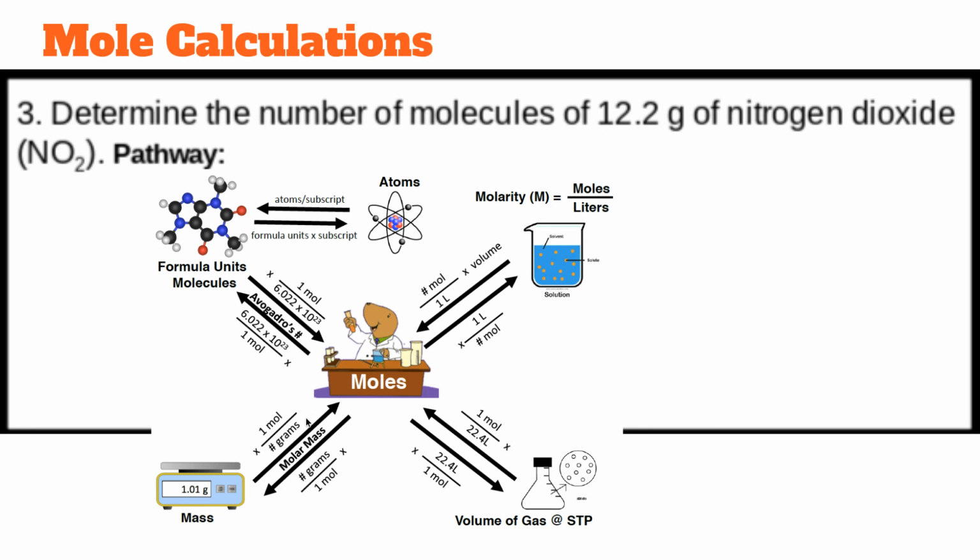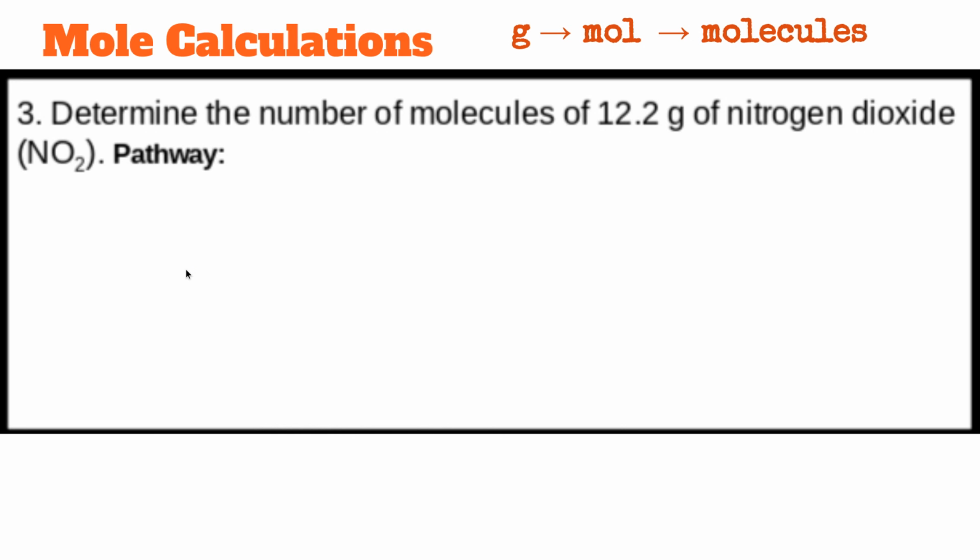So we're starting in the bottom corner again. The only thing we can change that mass into is moles, right? So once we get moles, we can then convert to molecules, which is what they ask us. So that completes our pathway, grams to moles to molecules. Now we start our problem. We write down what we're given, 12.2 grams.